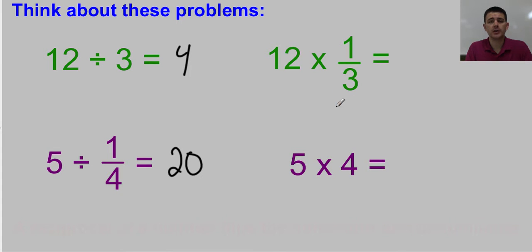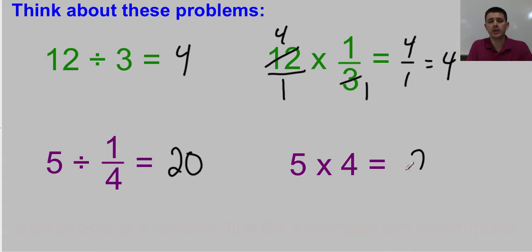So now take a look at this one. 12 times 1/3. Well, to multiply, I can write my whole number over 1. 12 and 3 can both be divided by 3, so that gives me a 4 and a 1. Multiply and I get 4 over 1 or 4. Notice I got the exact same answer both times. Here, 5 times 4, nice easy one, gives us 20. You'll notice very similar numbers on both sides.